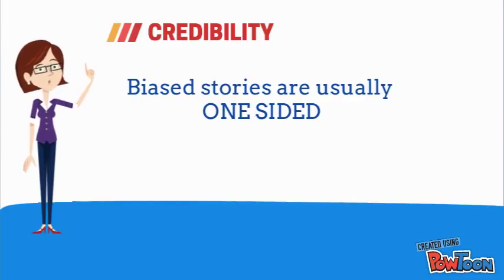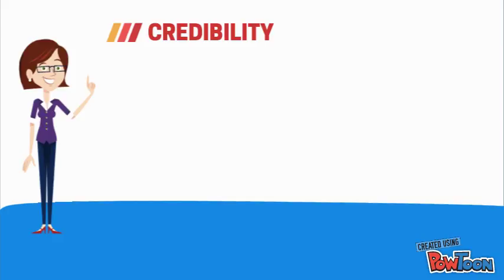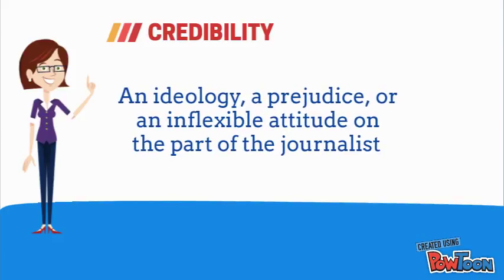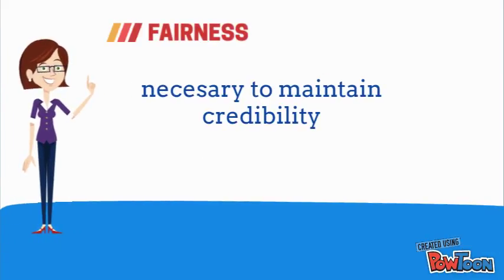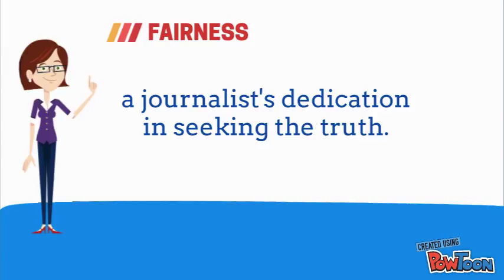Biased stories are usually one-sided. They examine an issue from a single point of view, usually under the influence of an ideology, a prejudice, or an inflexible attitude on the part of the journalist. Fairness is necessary to maintain credibility. This means getting both sides of the story, a journalist's dedication in seeking the truth.